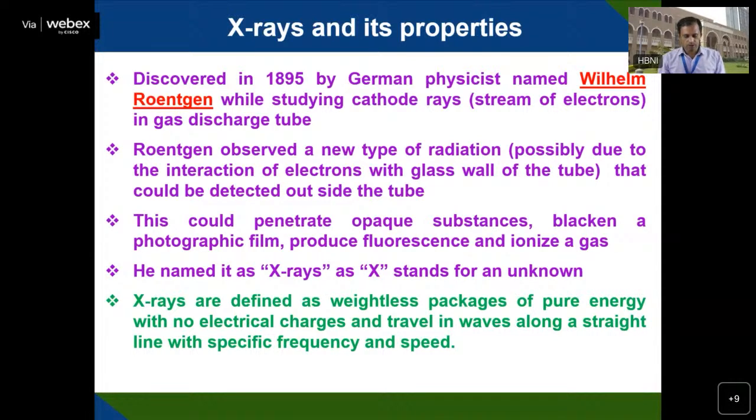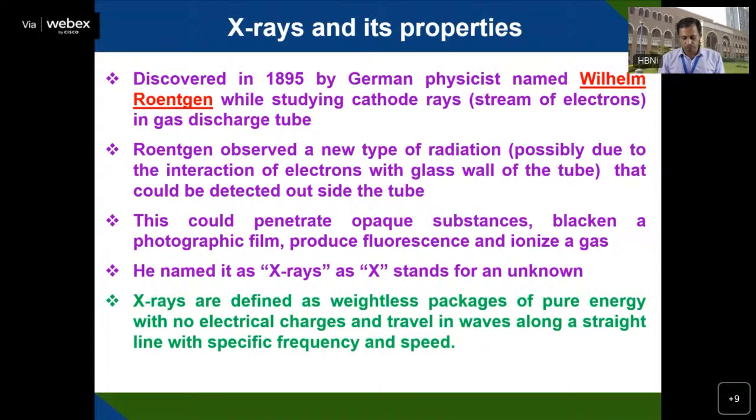When Röntgen observed a new type of radiation, possibly due to the interaction of electrons with the glass wall of the tube, he found that this X-ray could penetrate opaque substances, such as black paper or photographic film, and produce fluorescence or ionization of a gas. So he termed it X-ray.